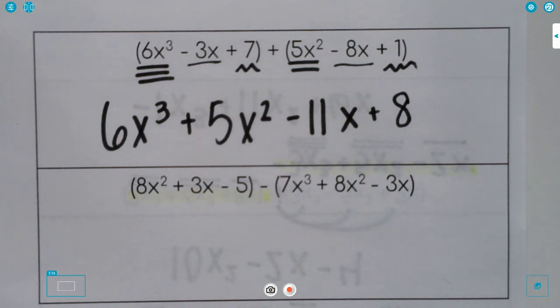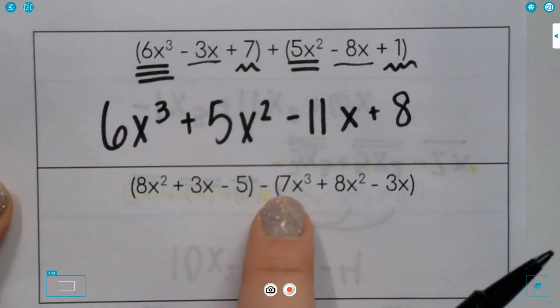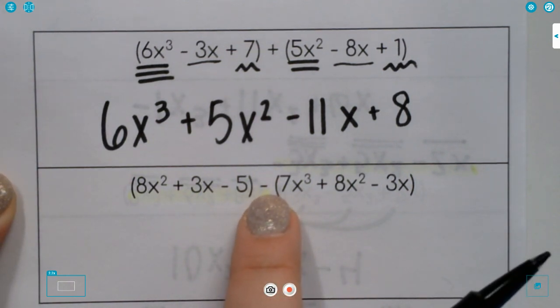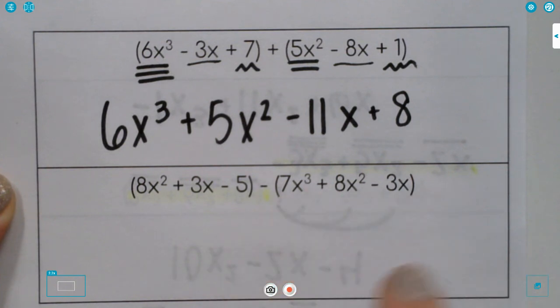Okay, same thing might happen when we're subtracting. Not everybody will necessarily have somebody to match up with. So we're going to distribute our negative because we're subtracting. On your assignment, they're going to be mixed up, so you got to pay attention. Should I be adding or subtracting?